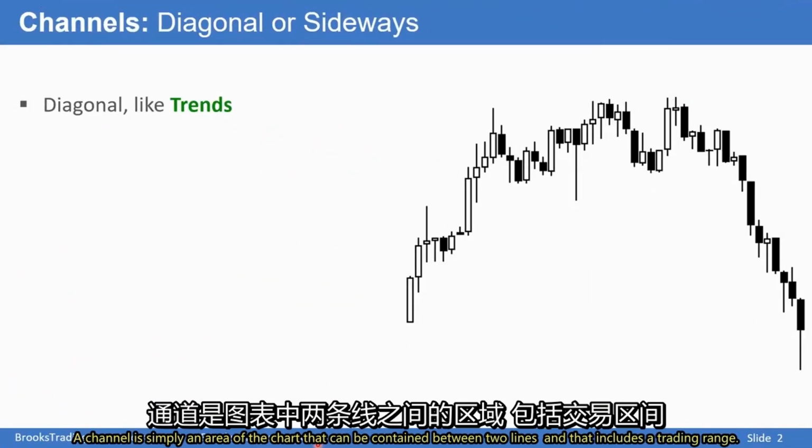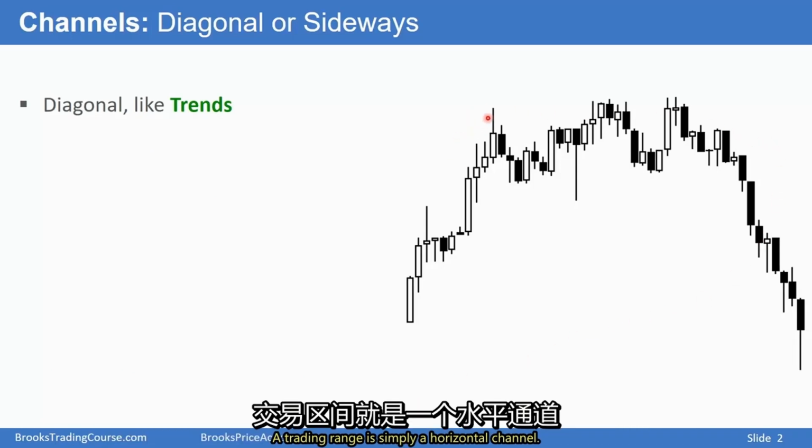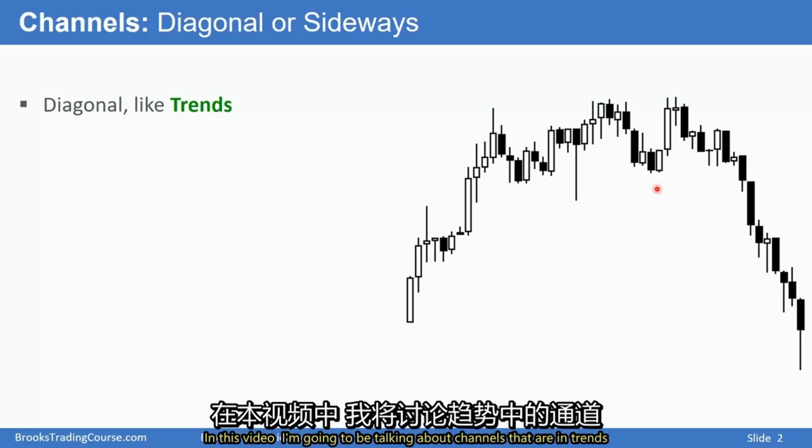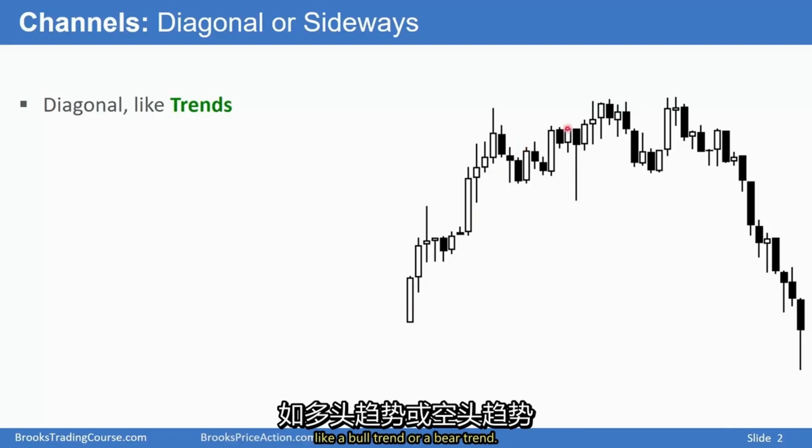A channel is simply an area of the chart that can be contained between two lines. And that includes a trading range. A trading range is simply a horizontal channel. You can draw a line across the top and a line across the bottom. And in this video, I'm going to be talking about channels that are in trends, like a bull trend or a bear trend.